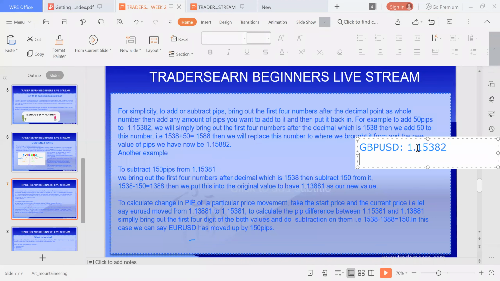This is how I will calculate the pips. I'll bring out these first four numbers after the decimal, and break them out like this. So you can see, here I will now subtract 50 pips from it.